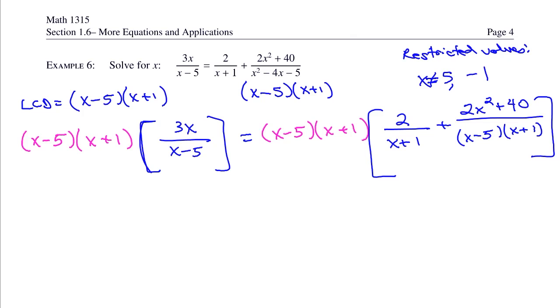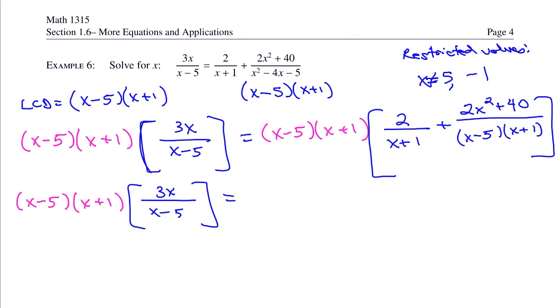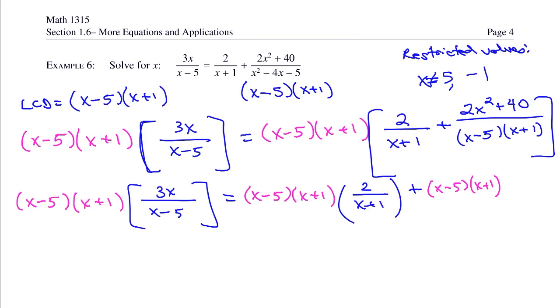We need to distribute the LCD on the right side. The left side stays the same. So I'm going to distribute x minus 5 times x plus 1 times 2 over x plus 1, plus, and then the LCD again, x minus 5 times x plus 1 times 2x squared plus 40 over x minus 5 times x plus 1.